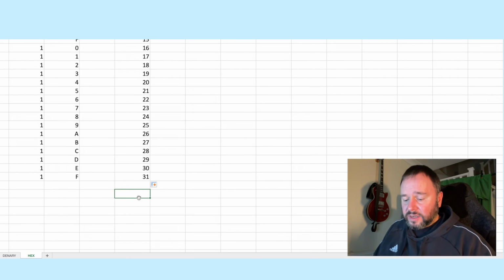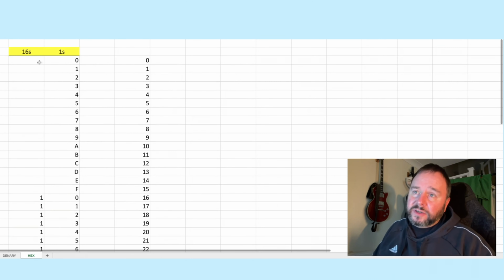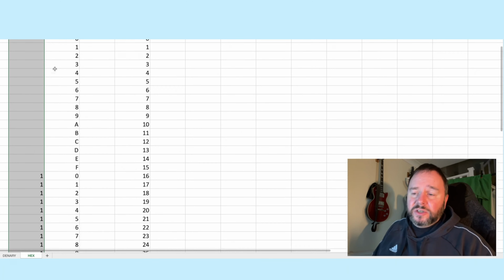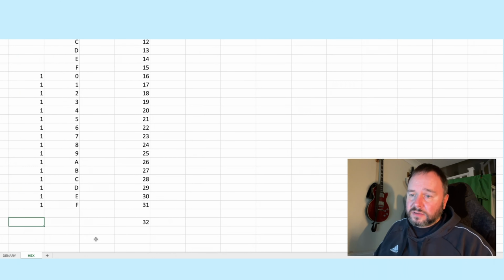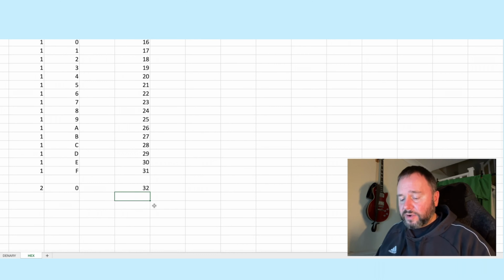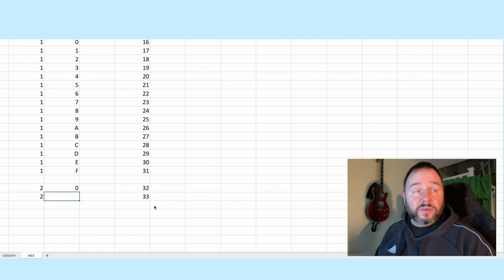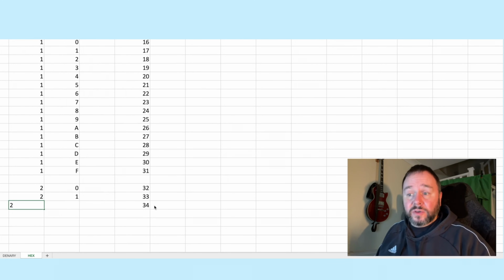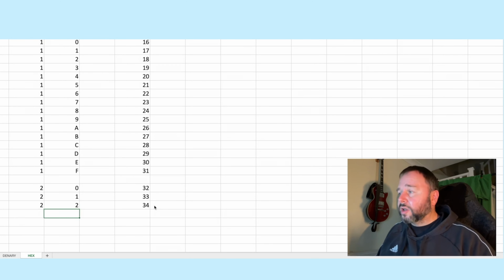Another way of looking at it is, we need to represent 32. How do we represent 32? Well, 32 is 2 lots of 16s and nothing else. How do we represent 33? Well, it's 2 lots of 16s, 32, and a 1, 33. How do we represent 34? 2 lots of 16s, 32, and a 2. And then that just keeps going all the way up to F. And then it will go up to 30.